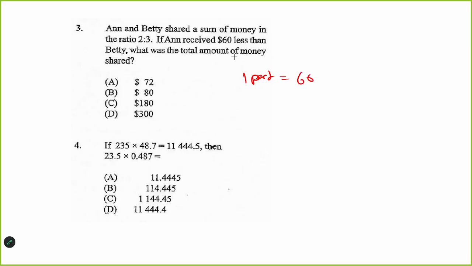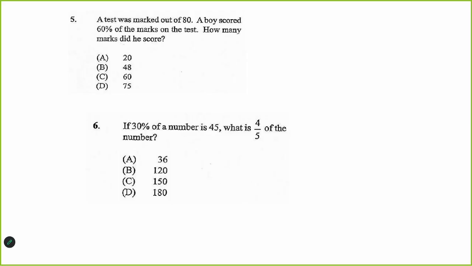What is the total amount of money shared? So that's 5 parts. That's 5 by 60 is equal to 300. Next, repeated question again: how many decimal points would you have? How many digits behind your decimal point? 1, 2, 3, 4. So you count and see which one has 4. That would be E, 4 digits after a decimal point.